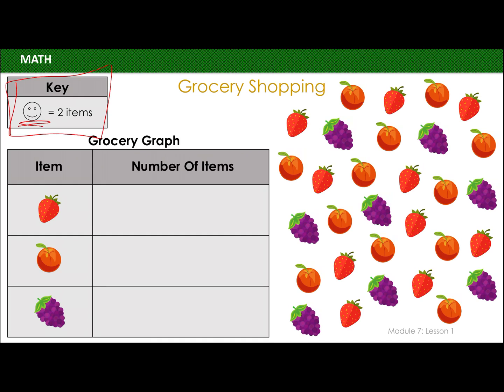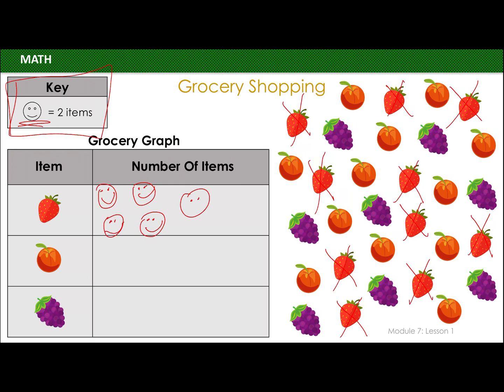So I'm going to start with strawberries, and I'm going to cross off my strawberries 2 at a time as I'm writing my smiley faces. So I cross off 2 strawberries, and then I draw 1 smiley face. All right, and when I count by 2s, 2, 4, 6, 8, 10. I know I have 10 strawberries.